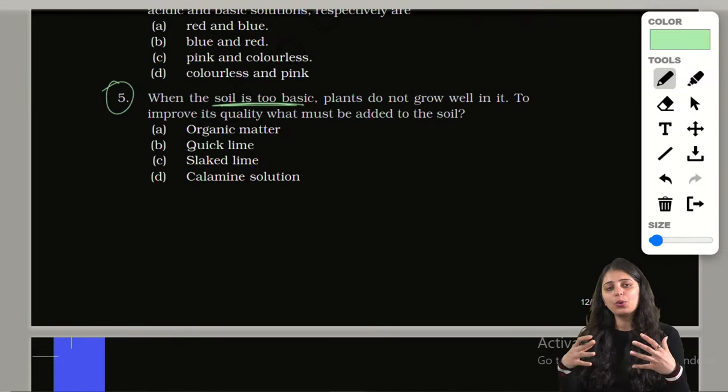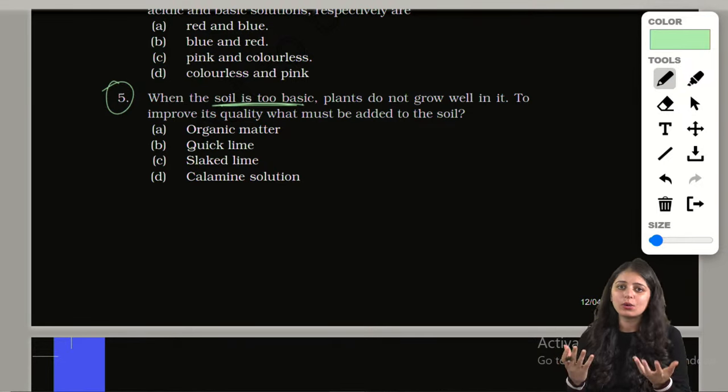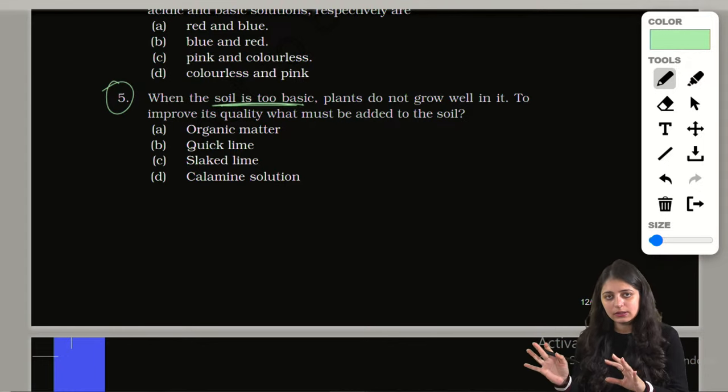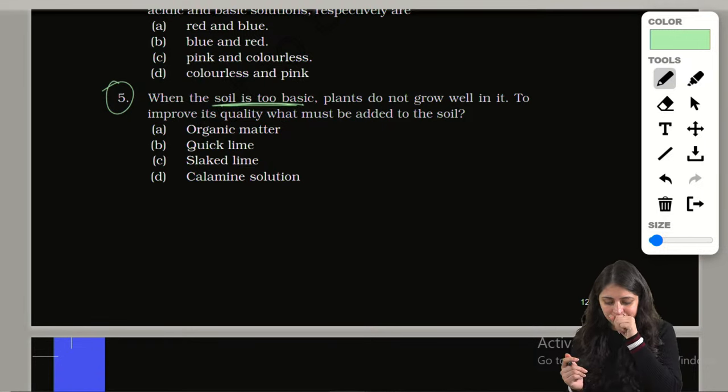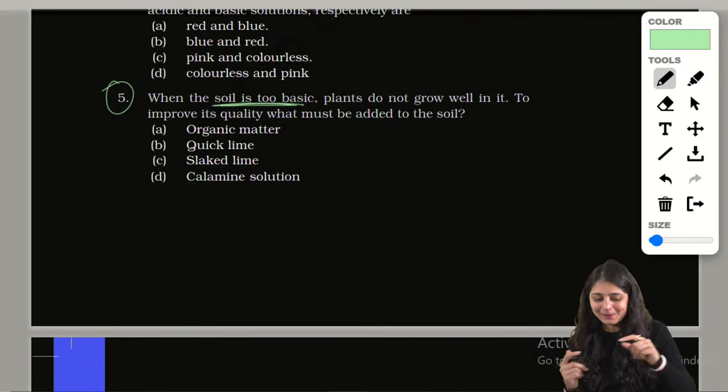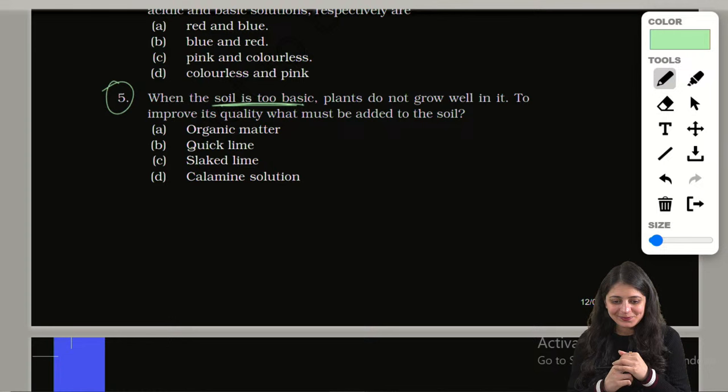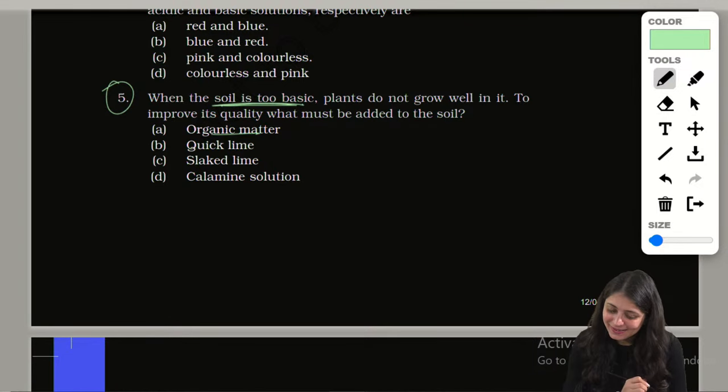See, plants grow in neutral soil. They grow best in neutral soil. Most of the plants and crops. ठीक है? अगर बहुत ज़्यादा acidic या basic होता है, तो growth नहीं हो पाती. अगर basic है, तो अब आप क्या add करेंगे? Well done, very good. Organic matter add करेंगे. मतलब आप manure add कर सकते हैं.